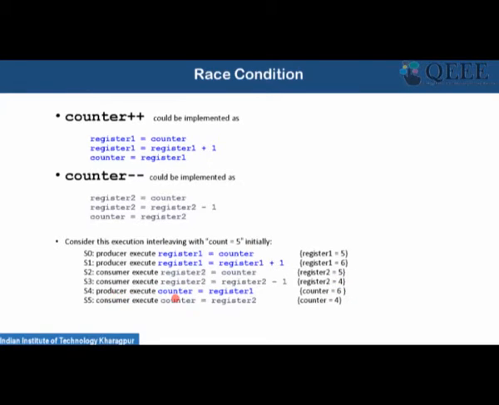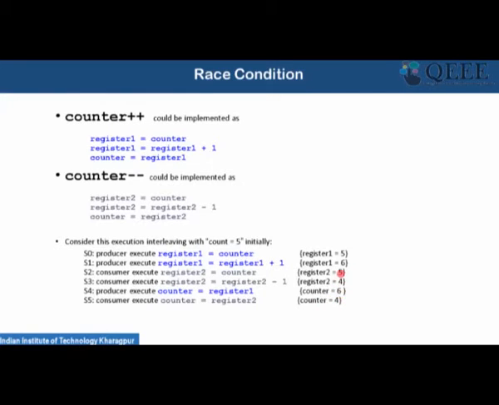Now assume that the producer executes counter = register1, so the counter value becomes 6, whereas when the consumer writes back the value from register2 to the counter, the counter value becomes 4. Now you see that this is not the intended value. Initially the count value is 5. The producer has produced a single element and the consumer has consumed a single element, so the final counter value should be the same, 5. But here we are seeing that the counter value has become 4.